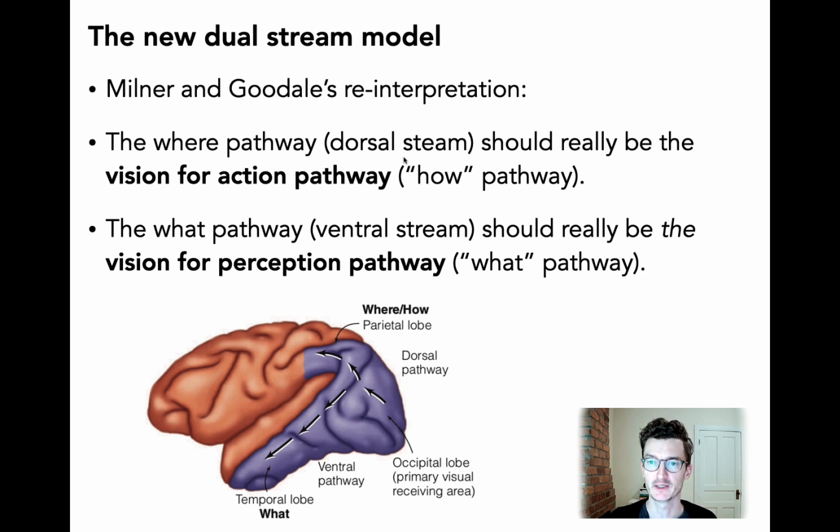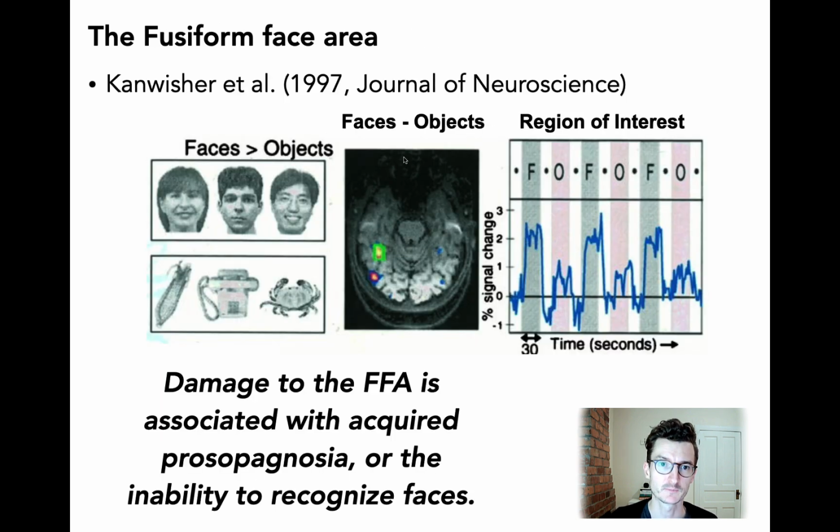Now in the ventral stream, there's a very interesting area that specifically responds to the perception of faces. This area is known as the fusiform face area, and it's been extensively studied by Nancy Kanwisher and colleagues. In the original paper, which came out in the late 90s, they showed using fMRI that you can look at this brain area, which you can see in the temporal lobe here in green in this MRI scan.